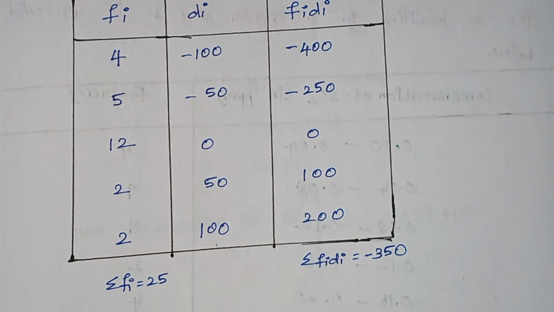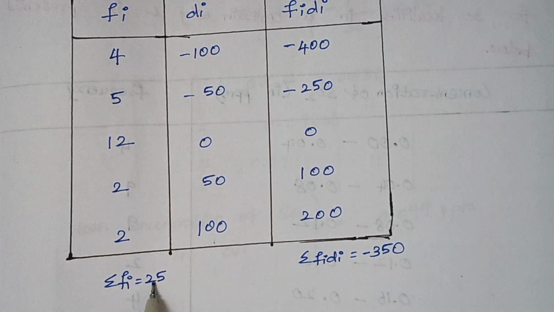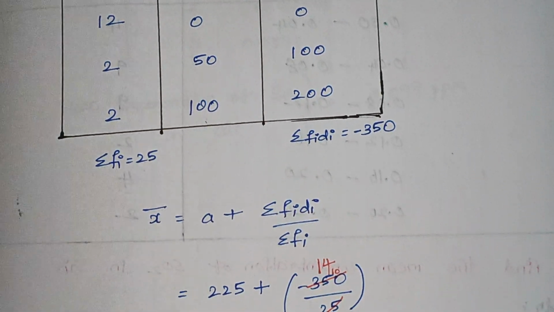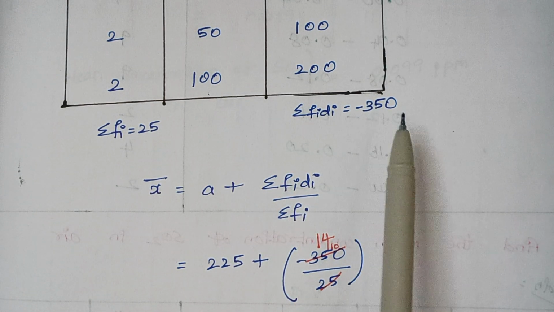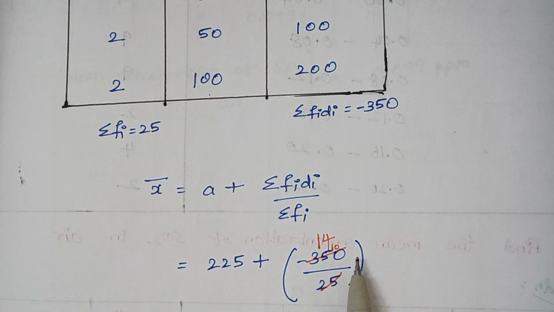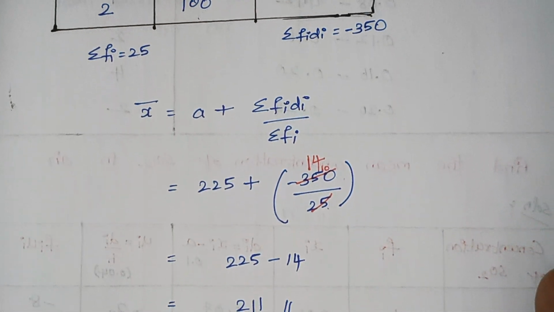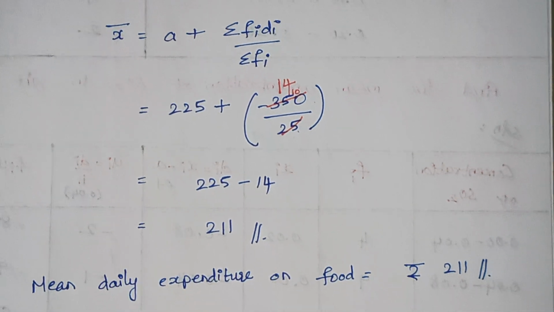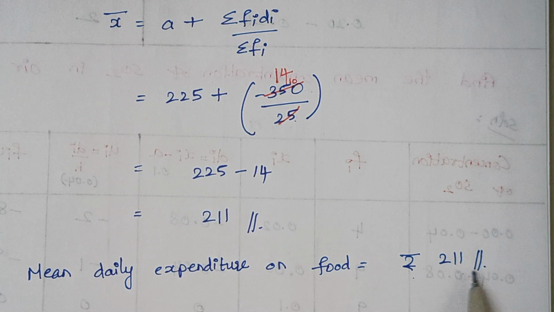So now when you find the summation, here it is minus 350 and here it is 25. So again while substituting, you see the value of A remains the same. So A is 225 and Fi di is minus 350 and here it is 25. So minus 350 by 25, they both cancel by 14 times. So again 225 minus 14 gives you 211. So here the mean daily expenditure on food is again rupees 211.